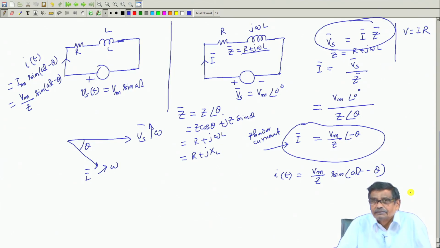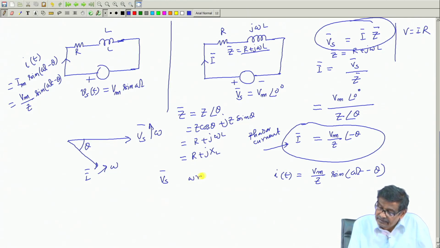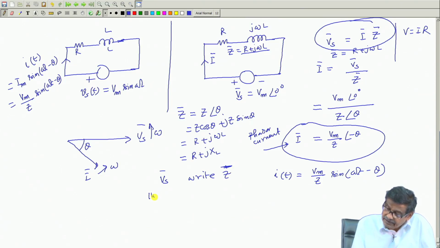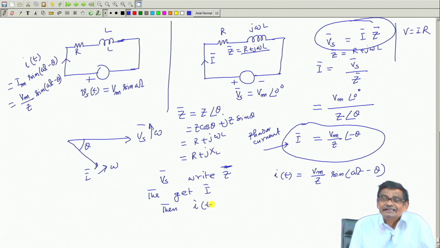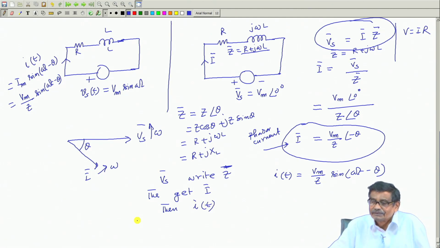phasor analysis. Supply voltage is there, represent it in phasor form. Circuit parameters are known, write Z bar. Your steps will be: supply voltage phasor, then write Z bar, then get I bar, then i(t), the time domain expression of the current. That is the thing.